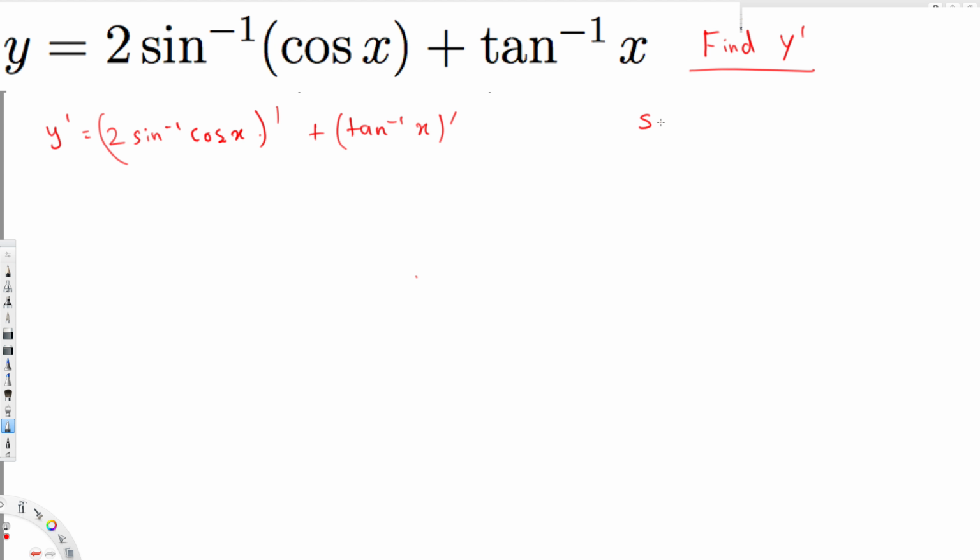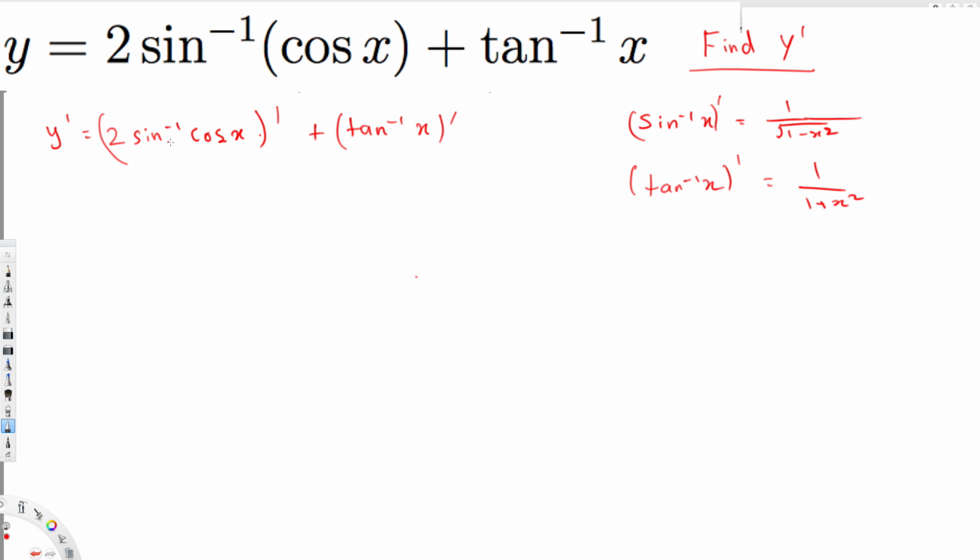So first of all, if we have sine inverse x, the derivative of this one is going to be 1 over the square root of 1 minus x square. That's what we have to remember before we approach this question. Also, we have to remember that the derivative of tan inverse x is going to be 1 over 1 plus x square. So these are the two things we have to remember before we approach this question.